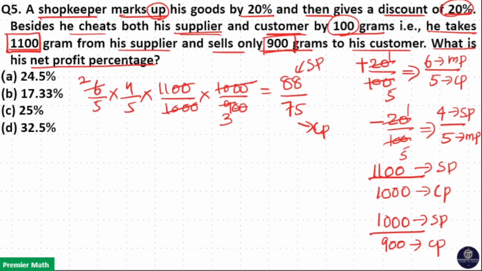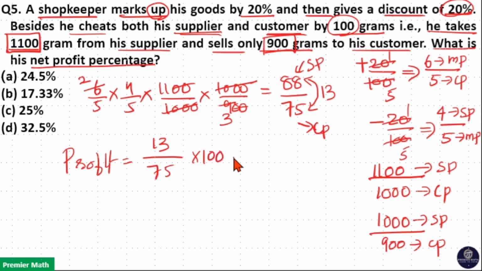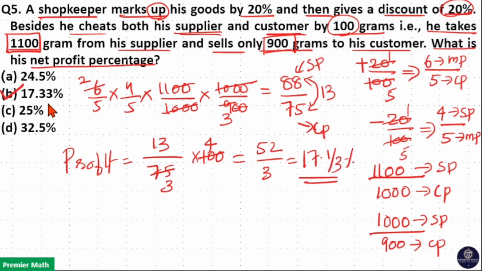Now you can see difference between sell price and cost price is equal to 88 minus 75, that is 13 part. So profit, net profit is equal to sell price minus cost price is 13, cost price is 75 into 100. 25 goes 3 times in 75, 25 goes 4 times in 100. 13 into 4 is 52. 52 by 3 is equal to 17.33. So that means option B, 17.33% is the net profit.